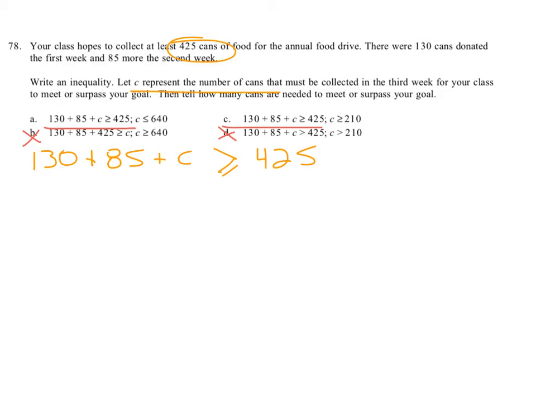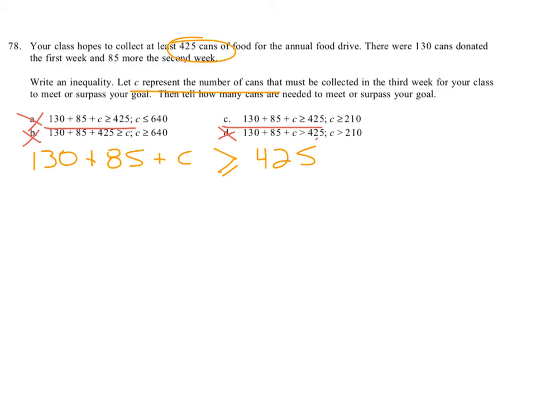Now, the question is, how many cans needed in the third week to meet or surpass our goal? Well, we have to hit 425, and we already have a bunch of cans right here. So we're not going to have to get even 425. So when I look at this one, I see that's suggesting that we have to get up to 640 cans. No way, that's not even close because our goal is only 425 and we already got some. So I can cross that one out.